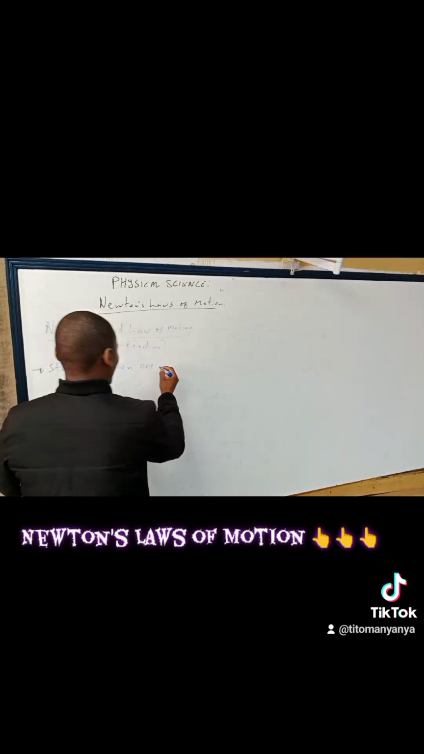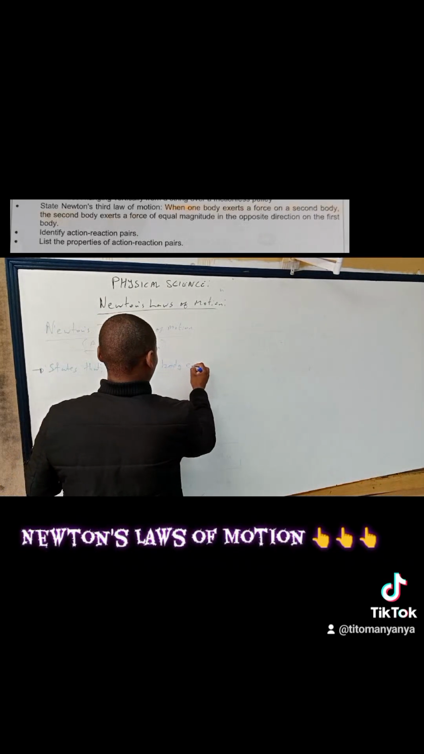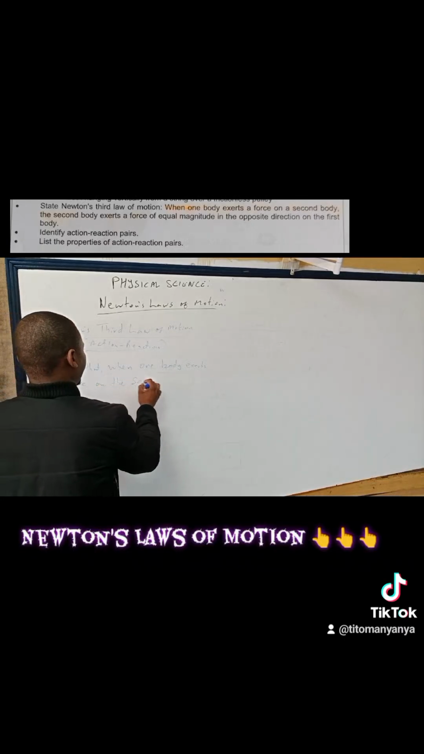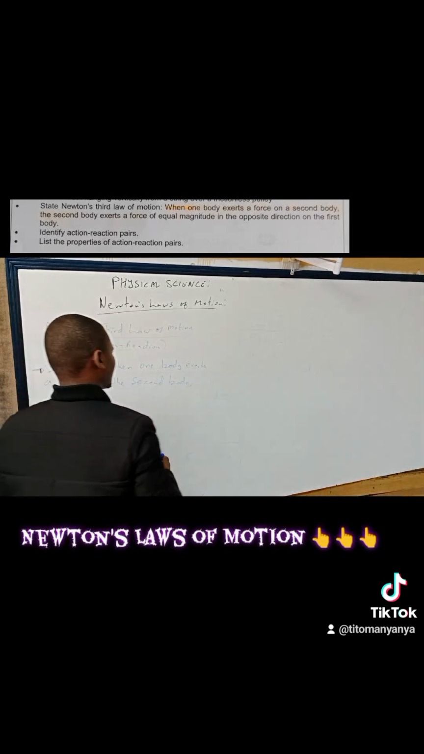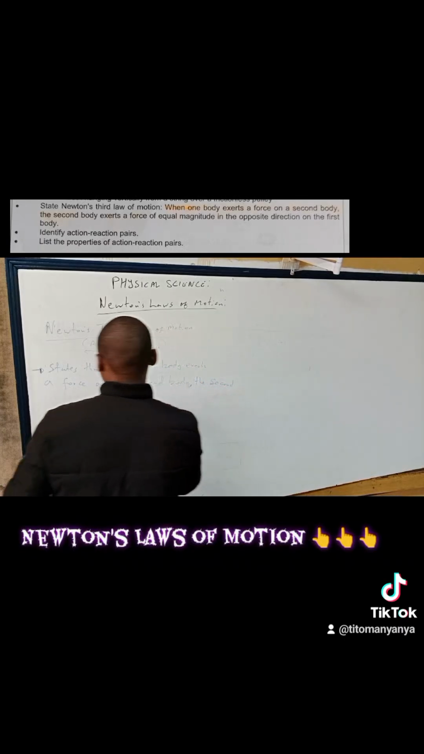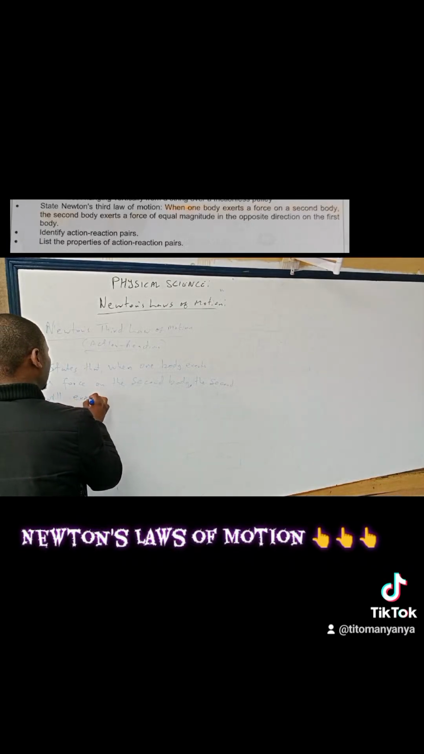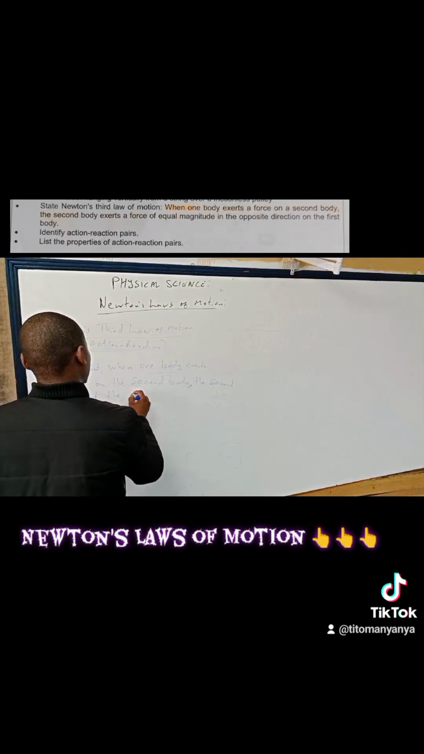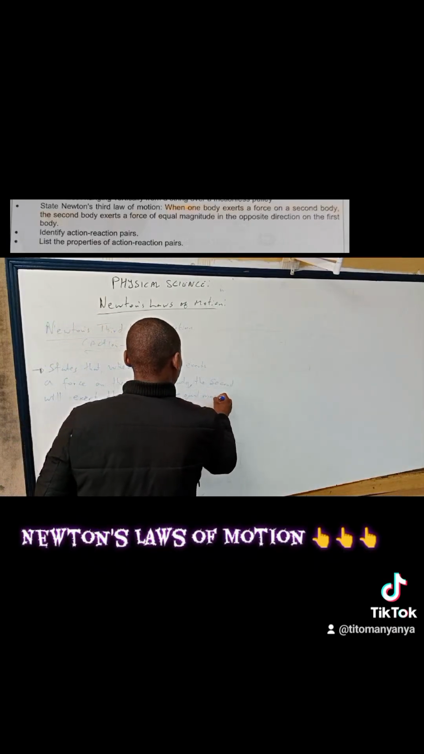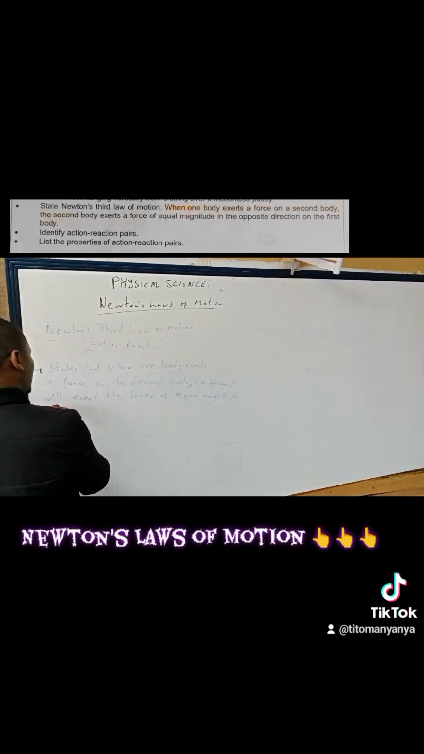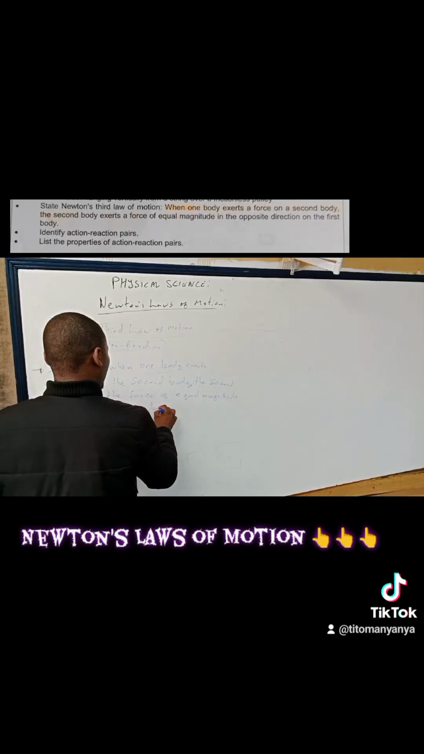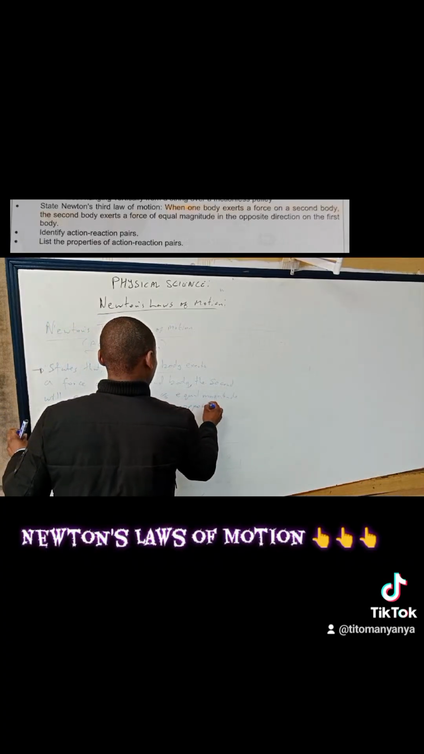when one body exerts a force on the second body, the second body will exert a force of equal magnitude on the first body but in opposite direction.